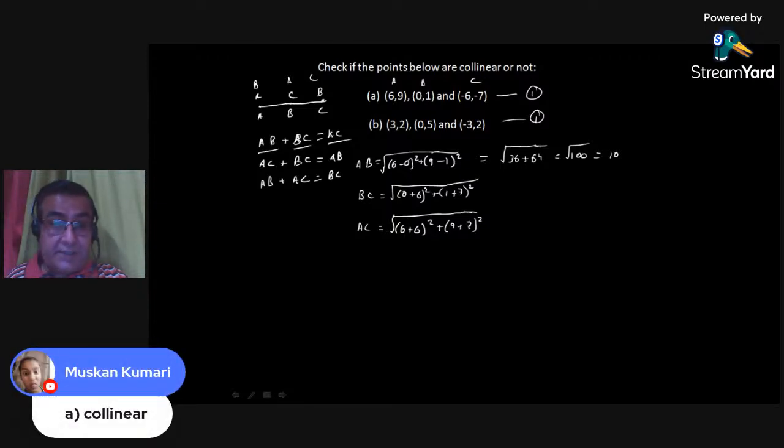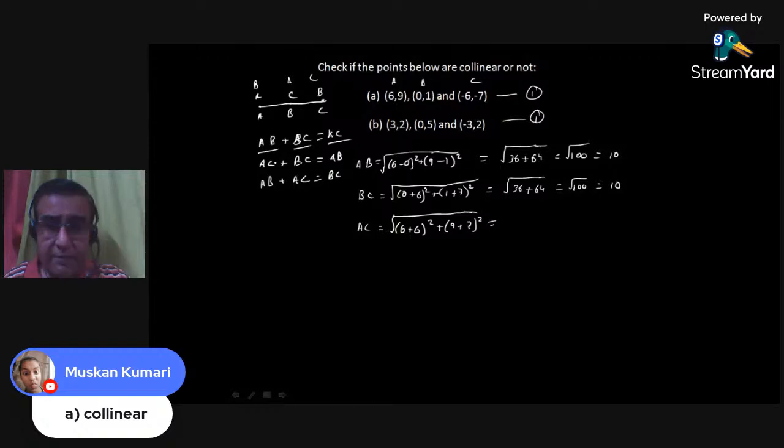Muskan says that part A is collinear. Let's check if it is collinear or not. Muskan, you have to check part B also. BC will be 0 plus 6, which is 6. 6 square is 36. 1 plus 7 is 8. 8 square is 64. So again we have got square root of 100, which is equal to 10. Let's look at AC now. In case AB plus BC is equal to AC, then the points will be collinear, otherwise they will not be.